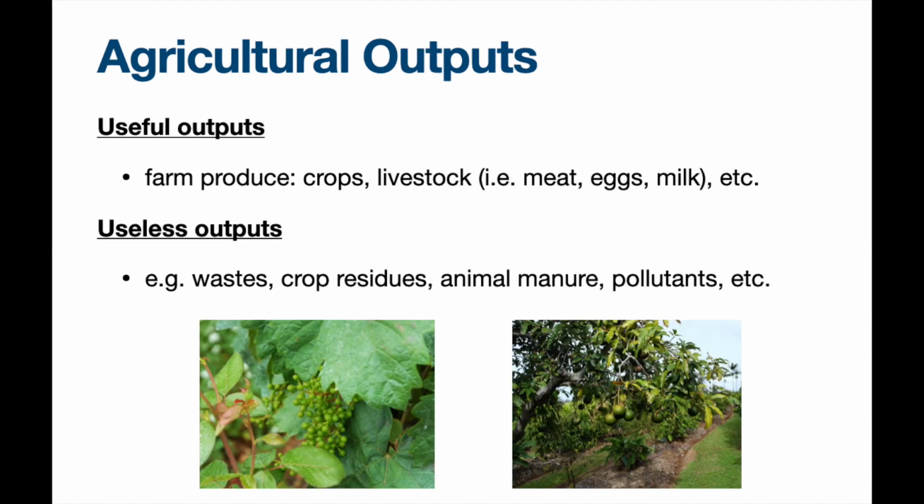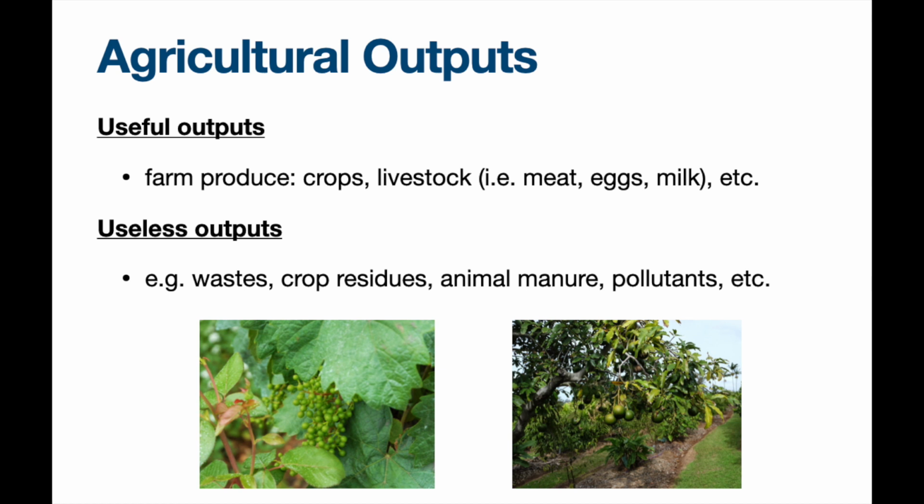Anyway, so output, we have useful output and useless output. So useful output obviously are deemed useful because they can make money. For example, crops, you grow it in order to sell it, right? Livestock, there are products associated with the byproduct of the livestock. Let's say you have the meat, you have the feather, eggs, you have the milk. So all these are valuable product from doing the agricultural practice.